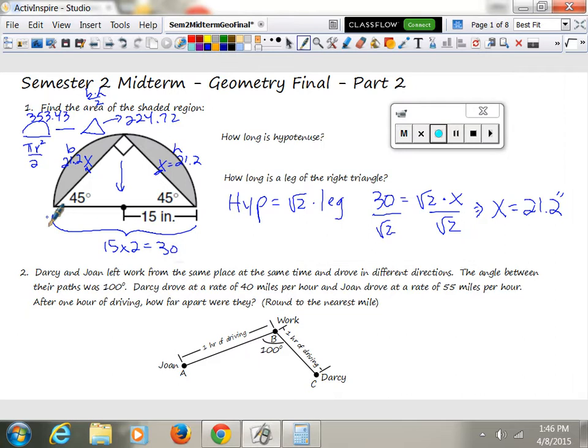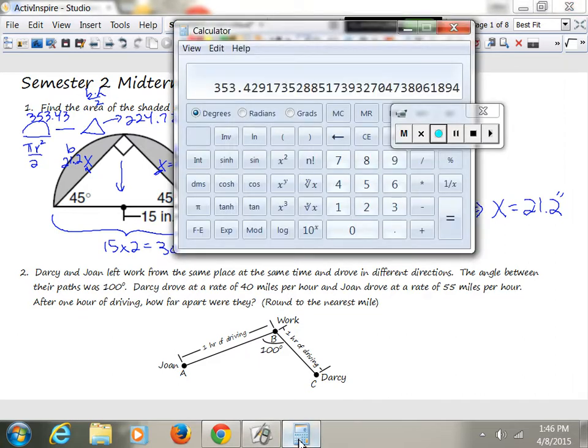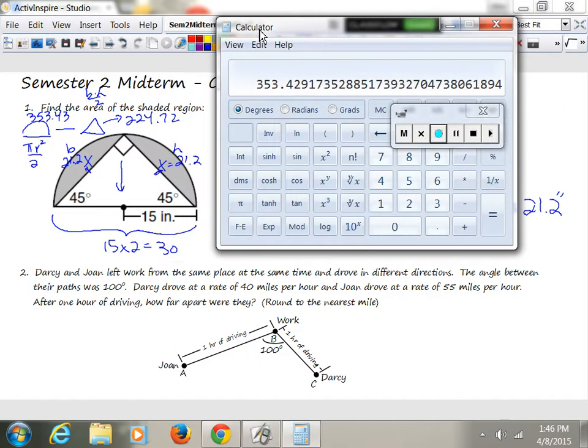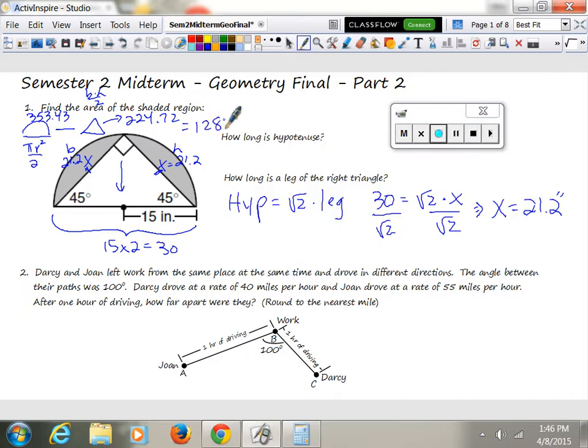353.43. And when you subtract these two, you get your area of the shaded part, minus 224.72. And you get 128.7. And that would be square inches. That's the area of the shaded region. So your hypotenuse was 30. Your legs were 21.2. Your shaded part was 128.7.